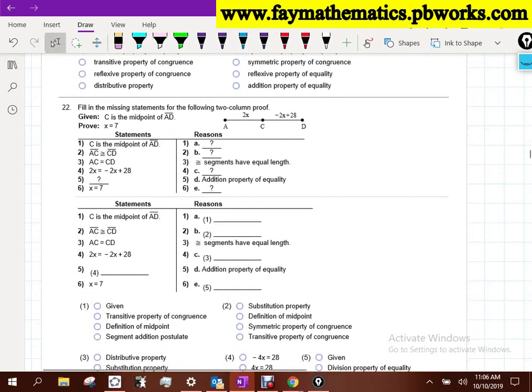This one here, C is the midpoint of AD. Okay, and this is given. And then because we know that's a midpoint, we use that vocabulary word here, definition of a midpoint. Then they say, if it's congruency, then we can go to equality through the definition of congruence here. And then if AC up here in my picture is 2x, let's replace that AC with 2x. If CD is negative 2x plus 28, let's replace this CD with negative 2x plus 28. So that's substitution.